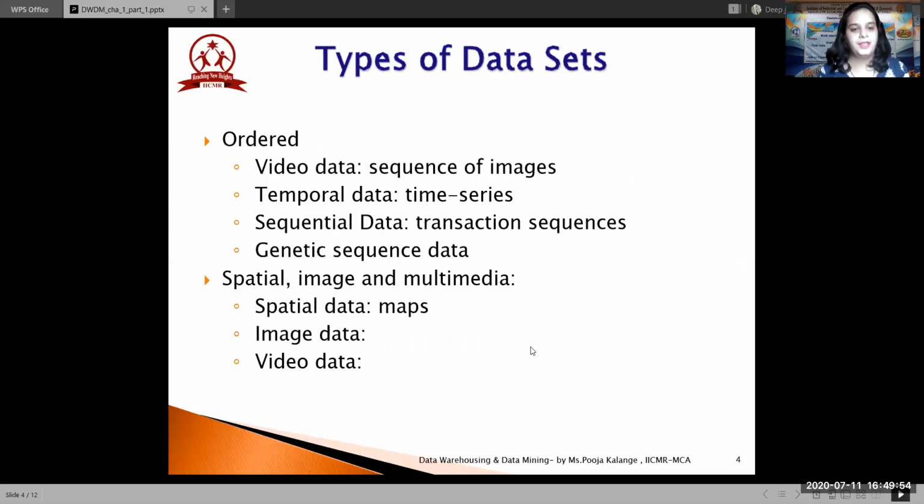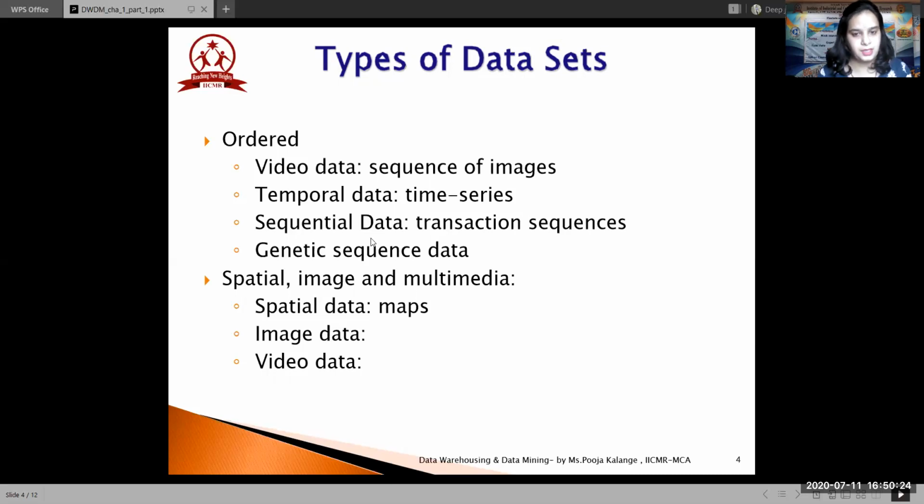Now the third type of data set is said to be ordered. Ordered means it follows a certain sequence or a certain pattern. Video data is one example of sequential data. Next, data related to time series or time-based data is also sequential data. Why? Because time follows a sequence. After 1 o'clock there will be 2 o'clock, after 2 it will be 3. It will not go in reverse. It will be in a proper sequence. Such data is said to be time series or temporal data.